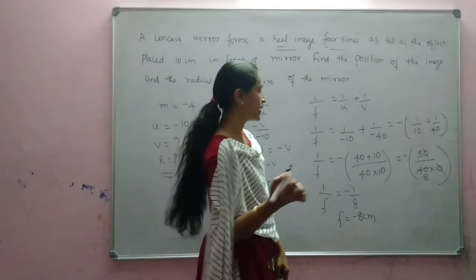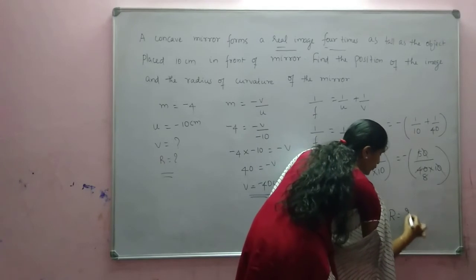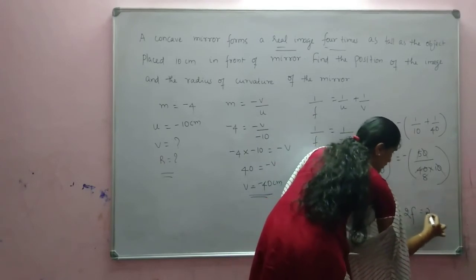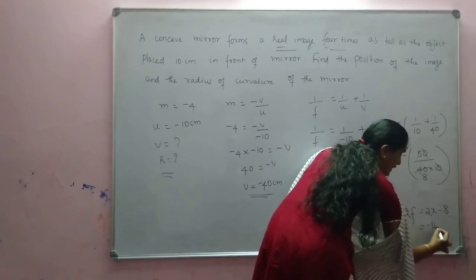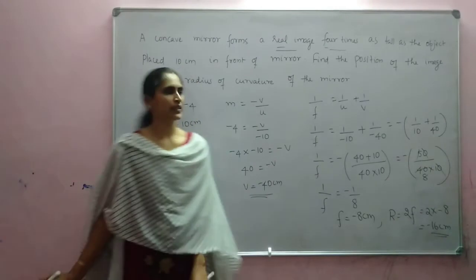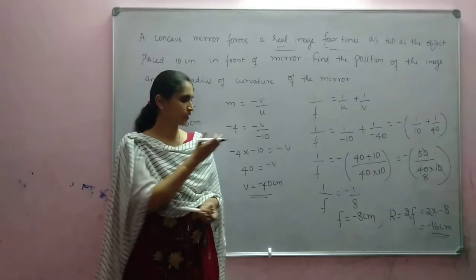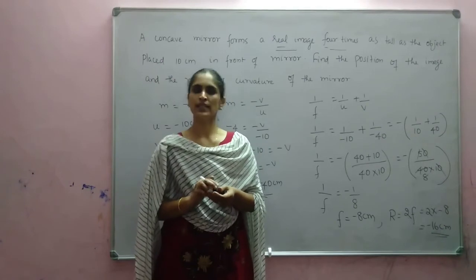So what about radius of curvature? Radius of curvature is 2 times focal length. So we can write 2 into minus 8, which is equal to minus 16. Unit is centimeter. All data is given in centimeter. So we can write radius of curvature is equal to minus 16 centimeter.